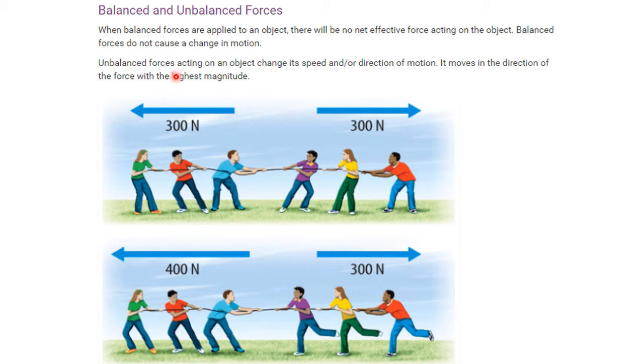And what is an unbalanced force? When uneven force is applied, for example, acting on an object, it can change its speed or direction of the motion. It moves in the direction of the force with the highest magnitude. For example, on this side 400 Newton is applied and on this side 300 Newton is applied. So the object will move in the direction of the 400 Newton force, because it has the higher magnitude. So this type of force is called the unbalanced force.